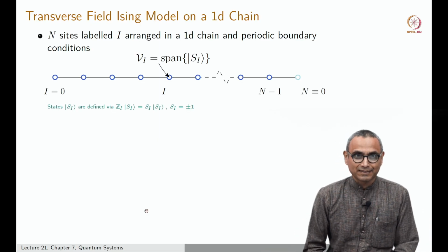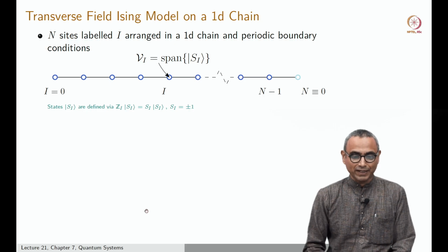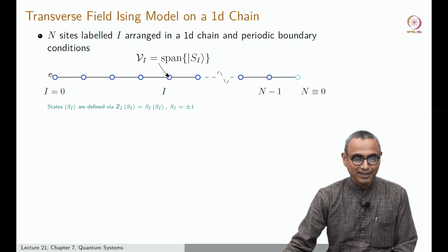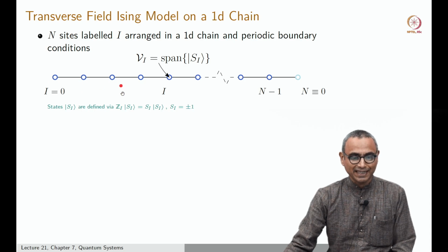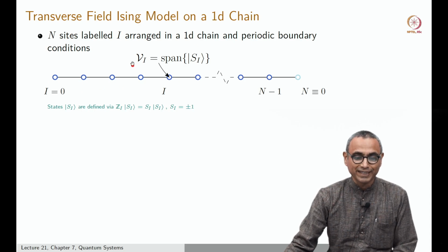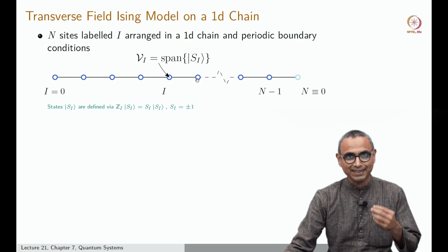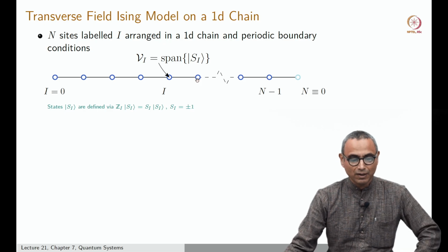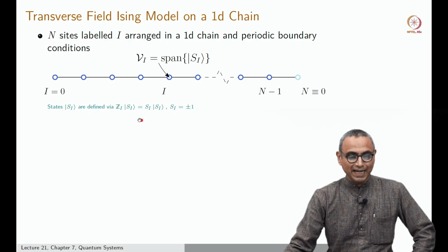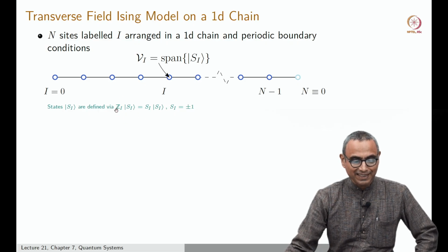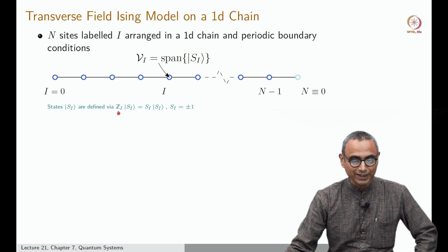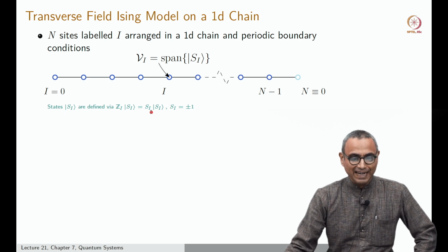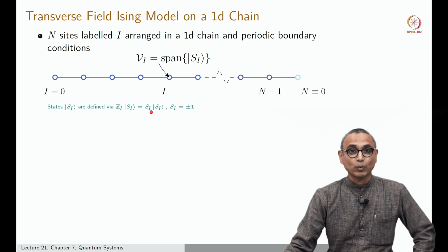Let me just revise very quickly how we constructed the model. We placed qubits on a chain. Each of these sites has a qubit, and the qubit Hilbert space is two-dimensional. It is spanned by two orthonormal states, and those orthonormal states we constructed as the eigenstates of the local qubit operator Z_i, and the eigenvalues can be plus or minus 1.